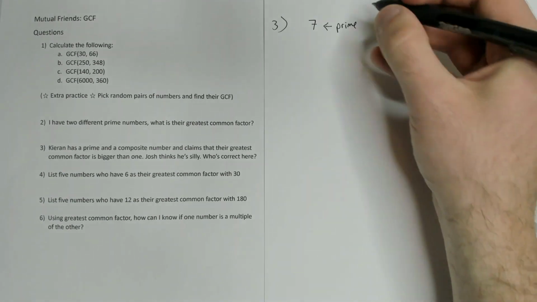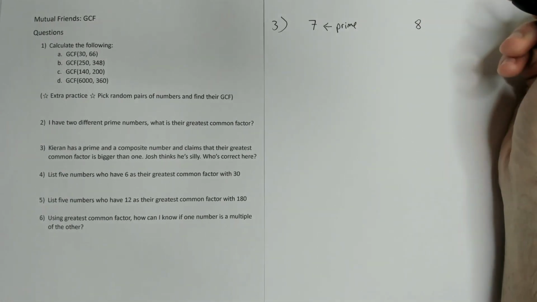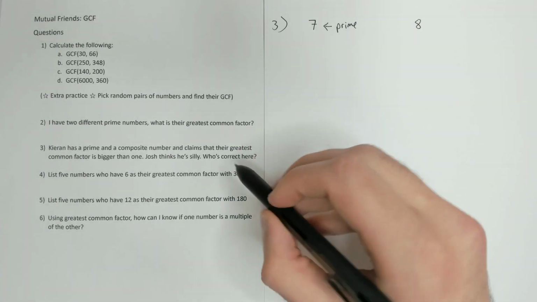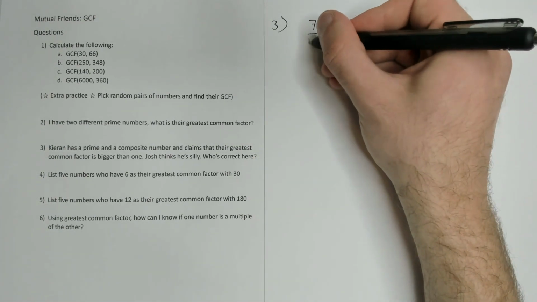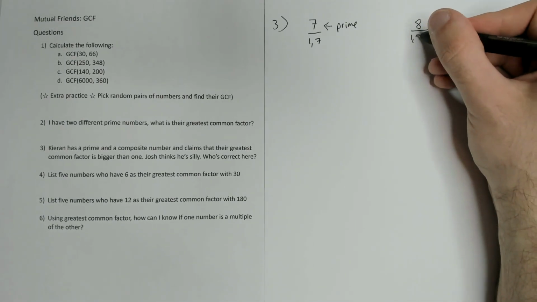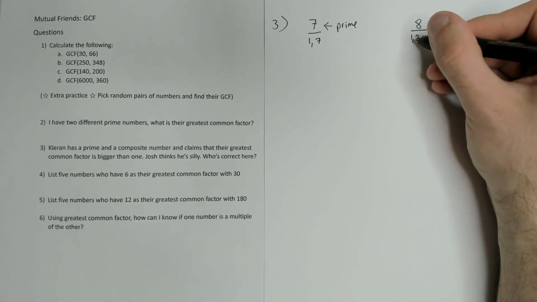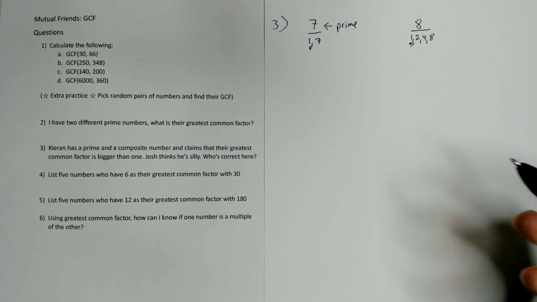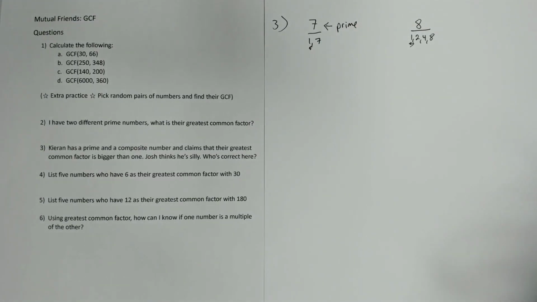So 8 would be an example of a composite number, but it's not going to be one that has a common factor other than 1 with 7, right? Because the only factors of 7 are 1 and 7, whereas the factors of 8 are 1, 2, 4, and 8, right? So here, our only commonality is this 1. But we want a number that would have to have a bigger common factor.